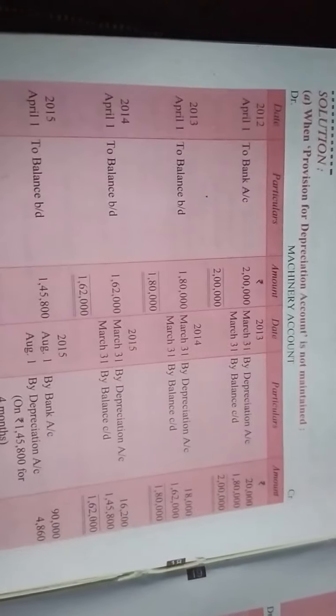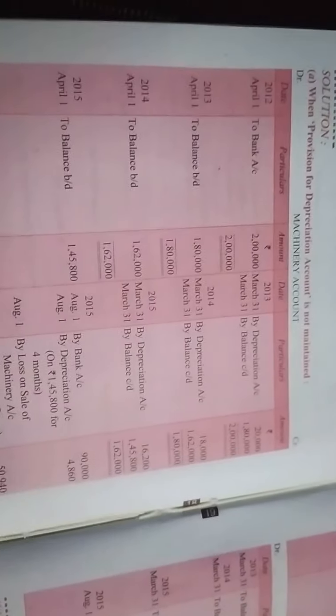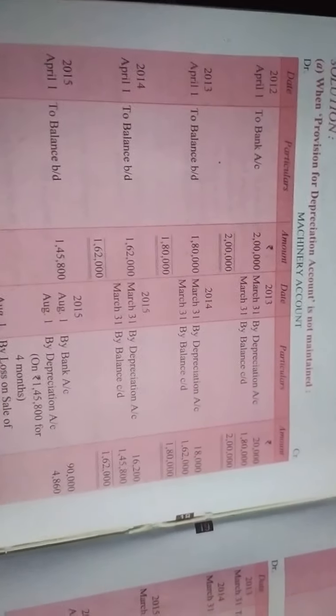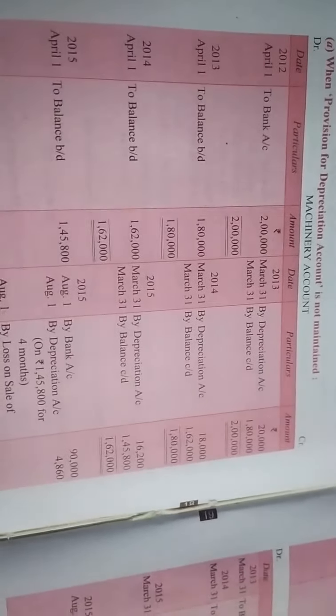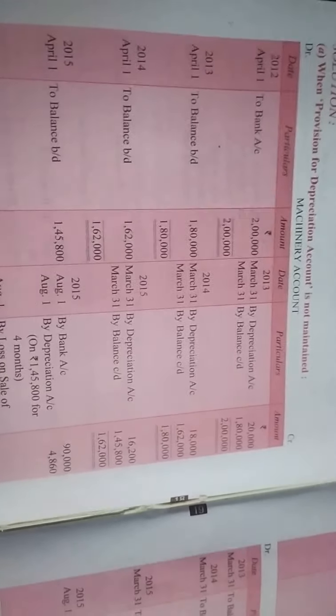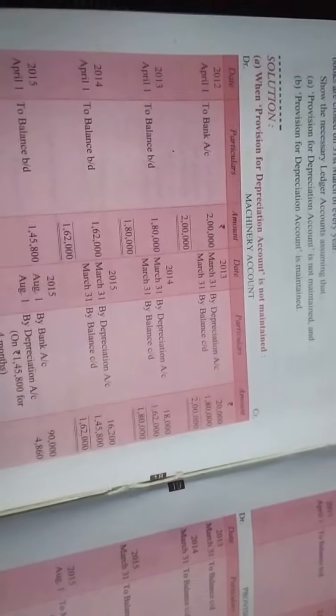Now the same things which we have written for the first year will be copied for the next years. The amounts we have already calculated in the rough. I explained that in 2015 the depreciation is 18,000, and in the next year 16,200. The same amounts will be posted here. 1,80,000 on the debit side as balance brought down, and on the credit side depreciation is 18,000 in the next year, and debit minus credit, 1,80,000 minus 18,000, we will get 1,62,000 as balance carried down.